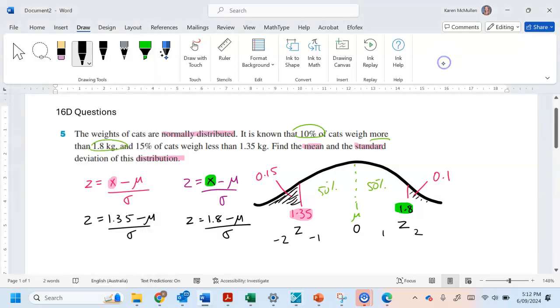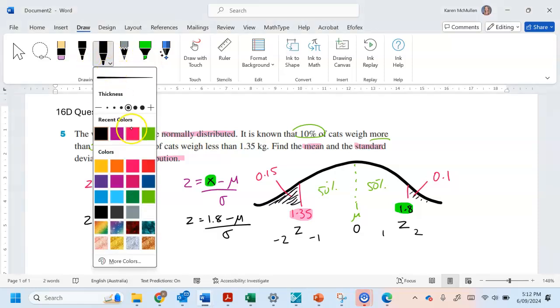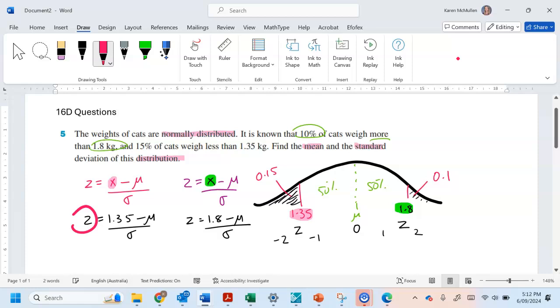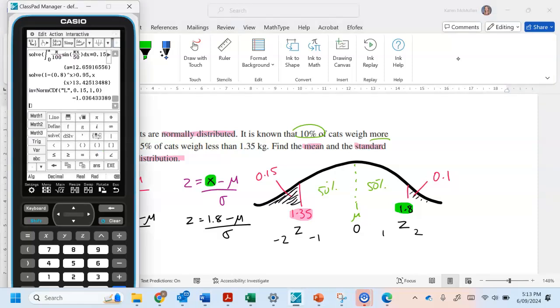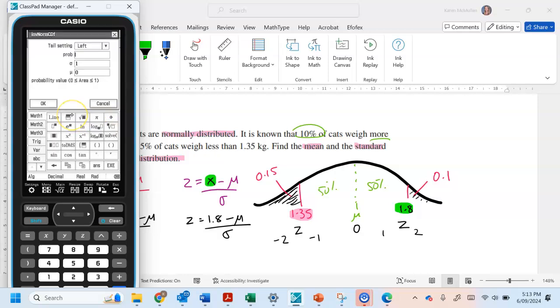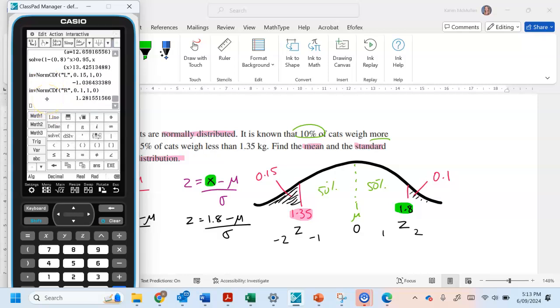But effectively what happens is, let me just circle, it's going to go here in this Z value. All right, so now we're going to calculate the Z value down the other end. So we go inverse normal again. This time we're at the right because we're down the right end. Our probability is 0.1, because remember it was 10%, and we're still finding the Z-score, so we're just leaving it as 1 and 0, and we get 1.28, which we expected.